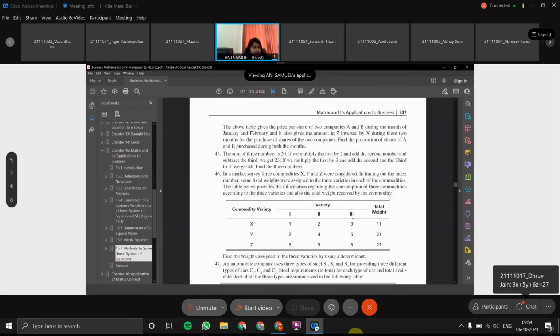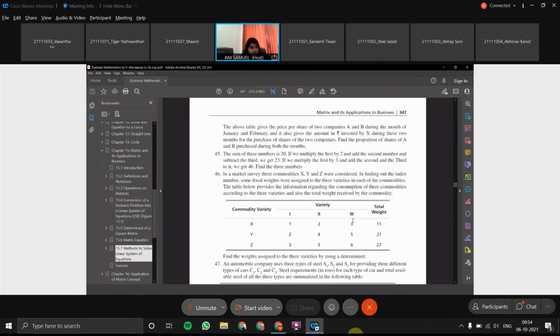What I have said is wrong. I find the weights assigned to the 3 varieties. If I am doing 1x plus 2y plus 3z according to what I had said initially, sorry for making it a confusion, then x, y, and z are for capital X, capital Y, and capital Z. This is what I said. But no, it should be according to the varieties. So, how much weight is assigned to commodity X is small x for variety 1, and small y for variety 2, and small z for variety 3.